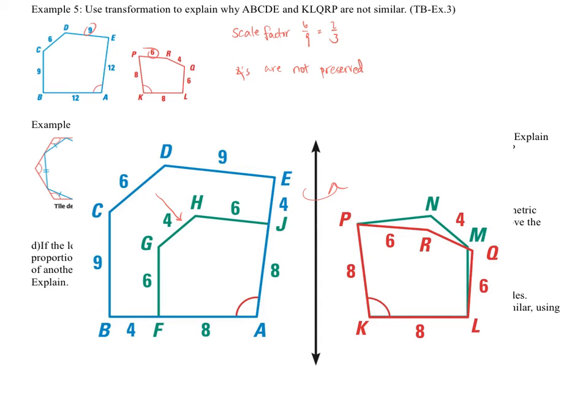Remember that at the beginning of the lesson, in order for a dilation to be true, the angle measures must be the same. And in this case, only angle A and angle K are the same. That's why pentagon ABCDE and KLQRP are not similar, because the angles are not preserved.